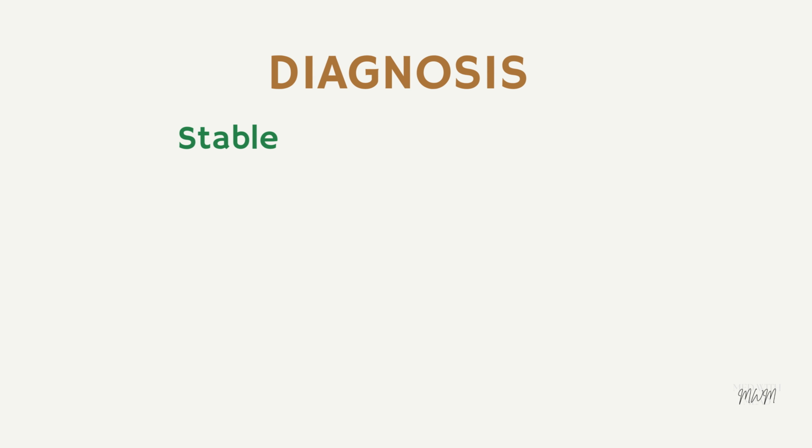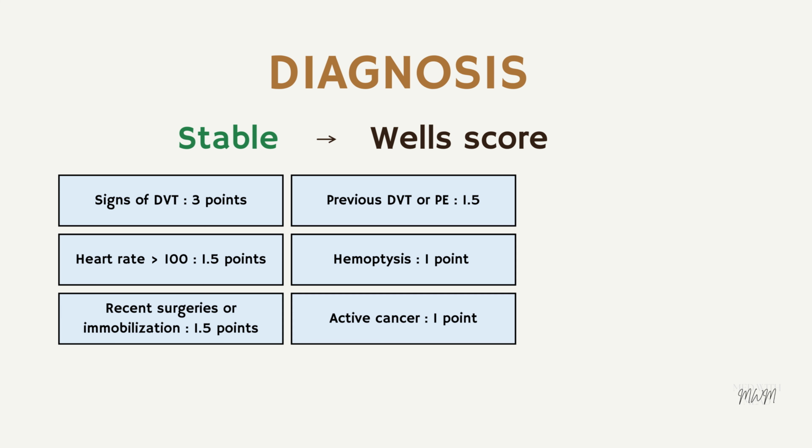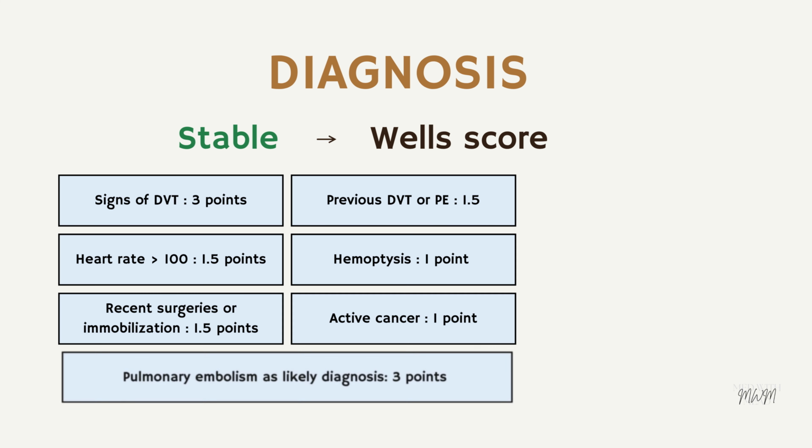In stable patients, the next step is to estimate the pretest probability using either the Wells or the revised Geneva score. The Wells score is based on several clinical findings, such as signs of deep vein thrombosis, heart rate above 100, recent surgery or immobilization, previous DVT or pulmonary embolism, hemoptysis, and active cancer. It also includes a bit of clinical judgment, whether pulmonary embolism appears more likely than any other diagnosis.